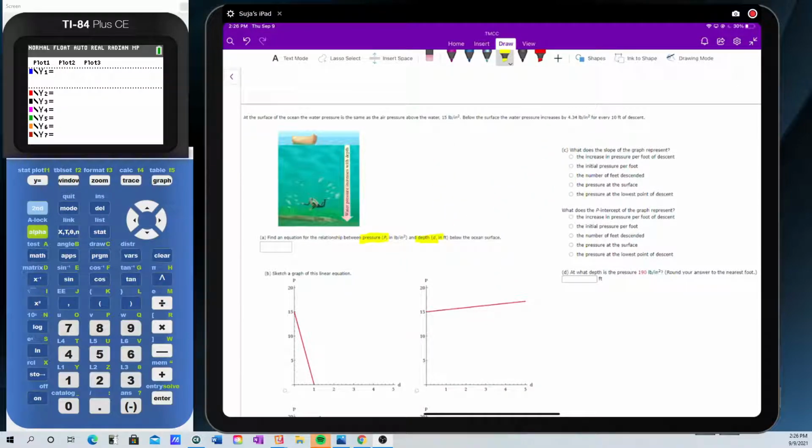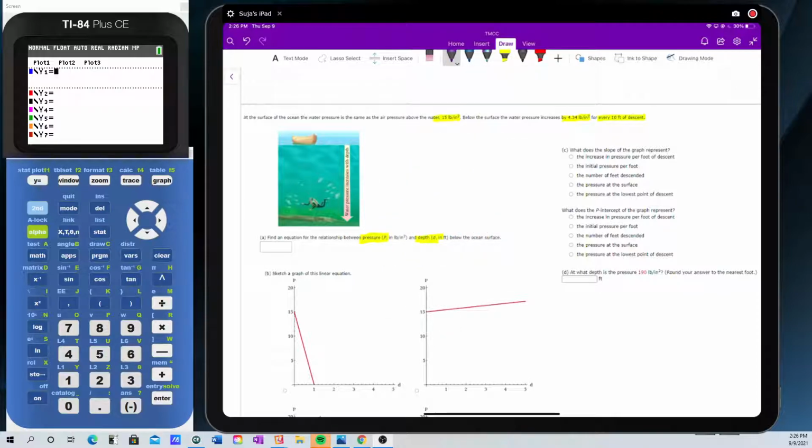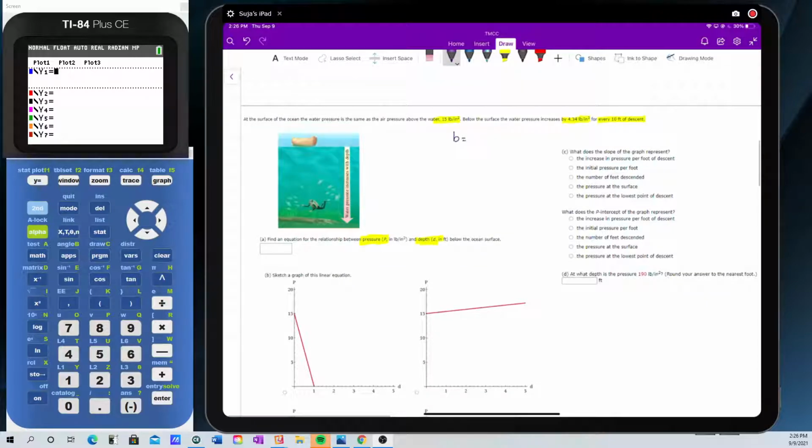Reading the question, it says, at the surface of the ocean, the water pressure is the same as the air pressure above the water, which is 15 lb per inch squared. Below the surface, the water pressure increases by 4.34 lb per inch squared for every 10 feet in descent. So technically this 15 is giving you the y-intercept. It's actually the b is 15.